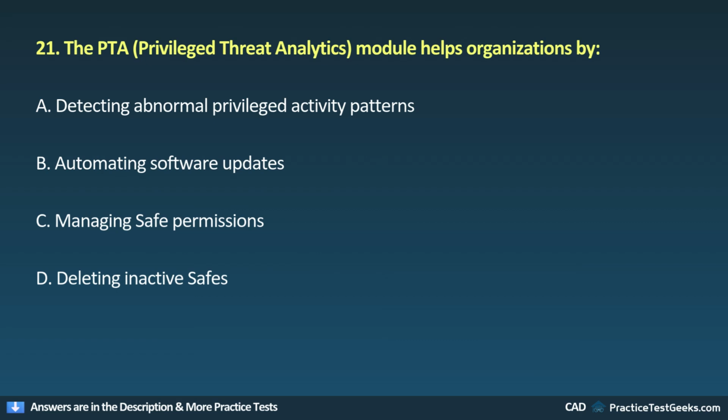21. The PTA, Privileged Threat Analytics module, helps organizations by A. Detecting abnormal privileged activity patterns. B. Automating software updates. C. Managing safe permissions. D. Deleting inactive safes.